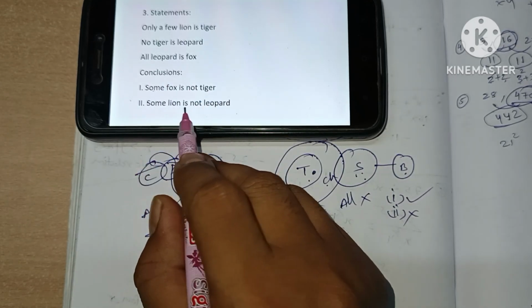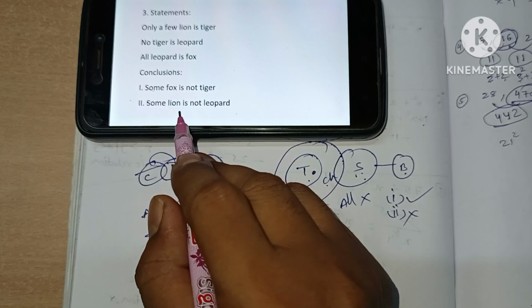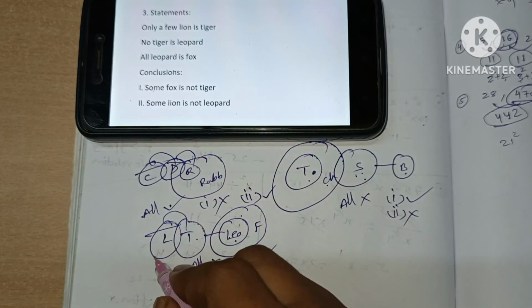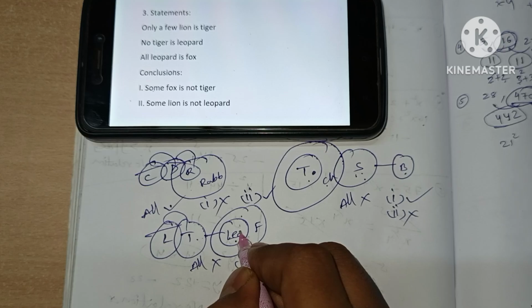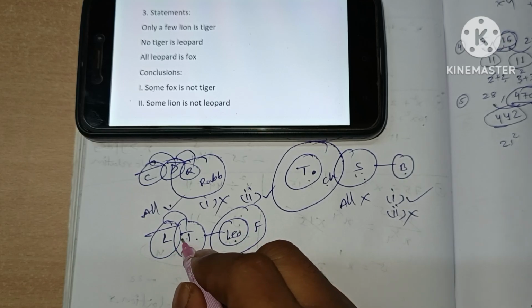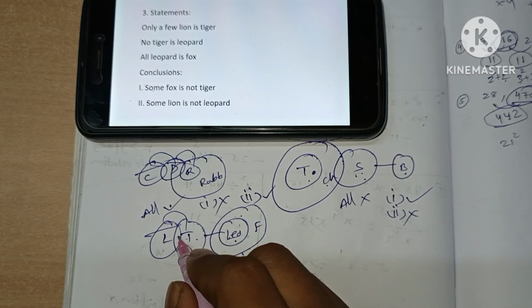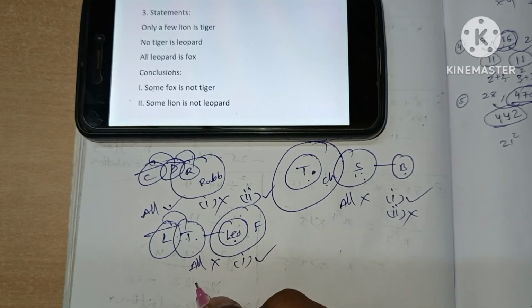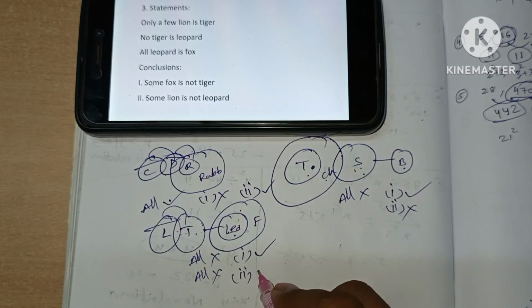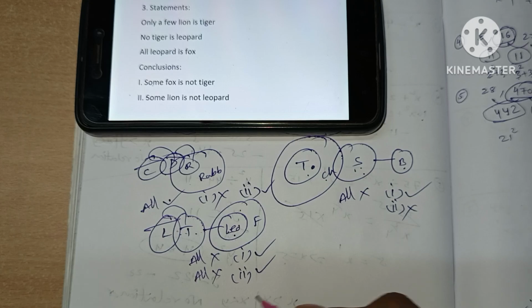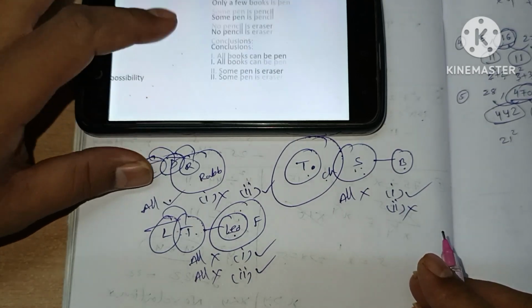Second conclusion, some lion is not leopard. We check all lion can be placed inside leopard. No, because tiger and leopard do not share. So the all case fails in the second conclusion also. So our second conclusion will be true. Let's see the fourth question.